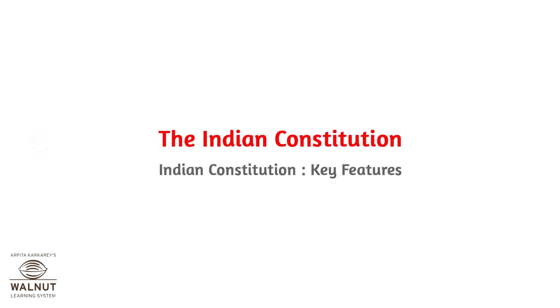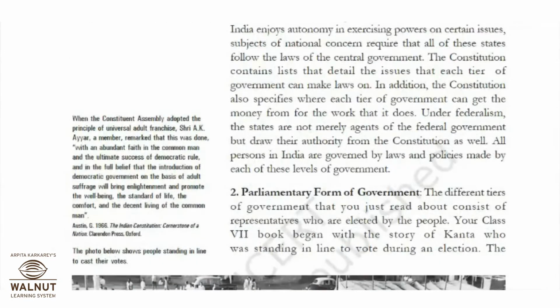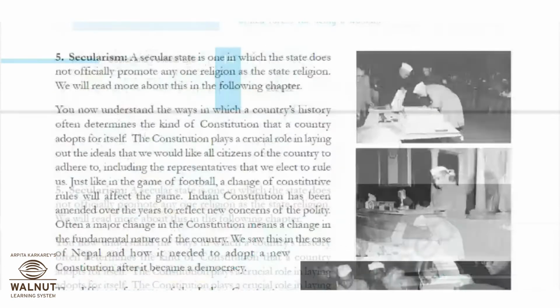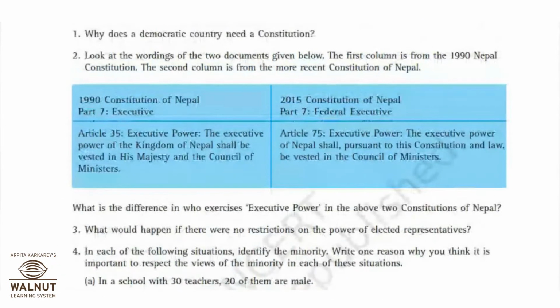Good morning, everyone. Today we are going to continue the same chapter, that is Indian Constitution. For this, we need to refer to question number 2, which looks at the wording of two documents. First it was the constitution of a monarchy, and then it converted into the constitution of a democracy. So we'll see question number 2 now in the PPT.